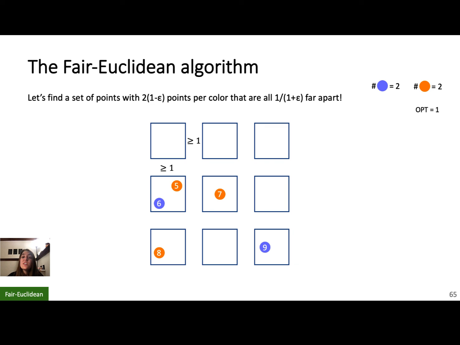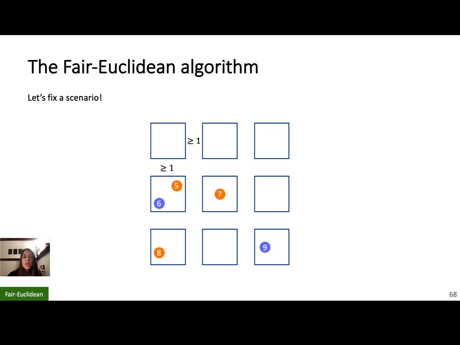Note that points in each cluster can be arbitrarily close together. Let's now see how we can find a set of points with at least 2 times 1 minus epsilon points per color that are all 1 over 1 plus epsilon far apart. The first question is, how do we know how many points we need for each color per cluster to satisfy the fairness constraints? Well, we do not, and this is why we should enumerate all the possible scenarios. And by scenarios, I mean how we distribute how many points we need to pick per cluster. Then we evaluate whether every scenario can be true or not. Let's fix a scenario and see how this process works.